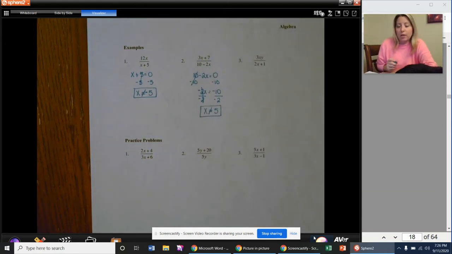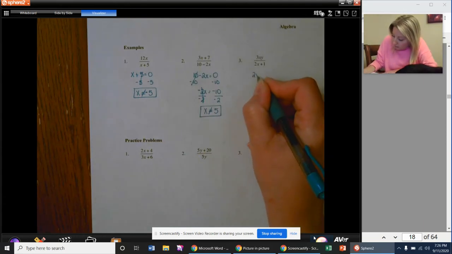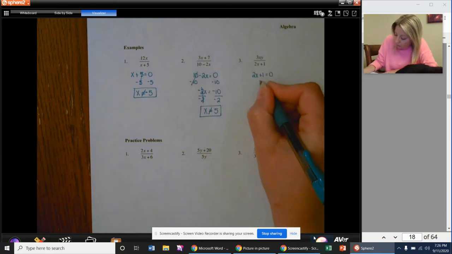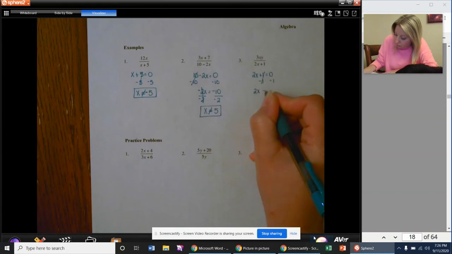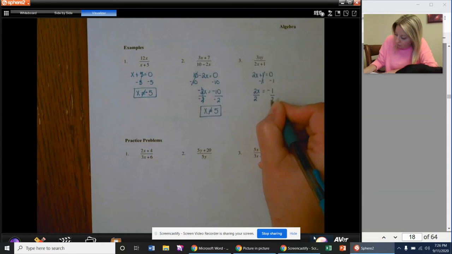Okay. And last but certainly not least, let's take this denominator and set it equal to 0. And again, we're getting x alone, so the opposite of a positive 1 is a negative 1. Let's subtract 1 from both sides. You get 2x equals negative 1. The opposite of multiplying by 2 is dividing by 2.